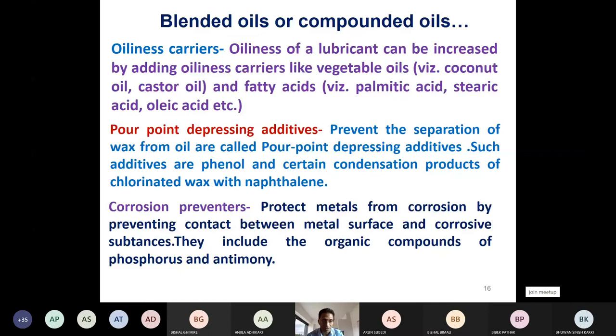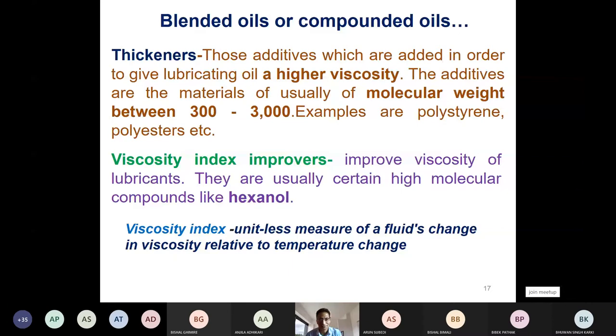They include organic compounds of phosphorus, and an anti-corrosion additive can be added to petroleum oil to prevent corrosion. Then the thickener: many additives should be added to give desired properties. Thickeners are additives added in order to give lubricating oil a higher viscosity. To increase viscosity, a thickener should be added.